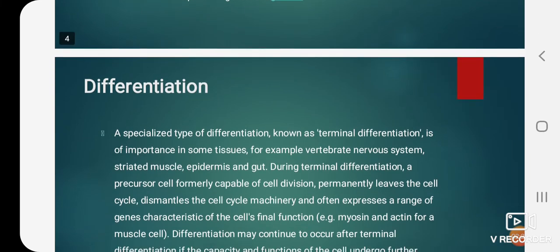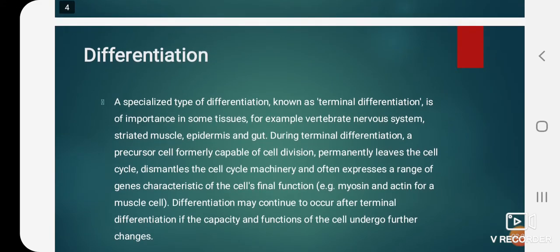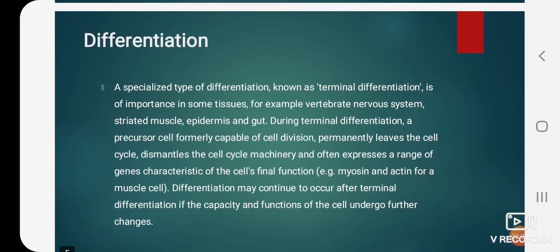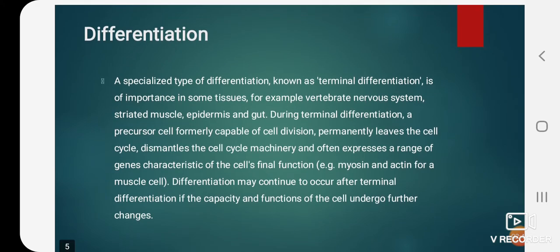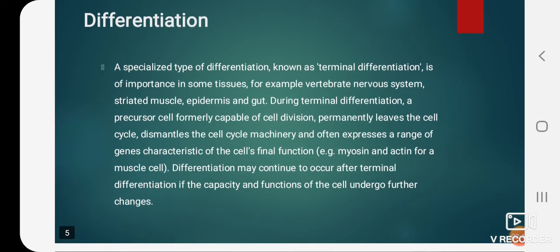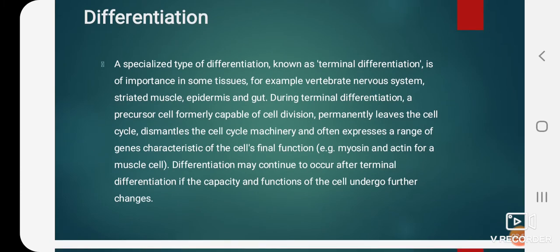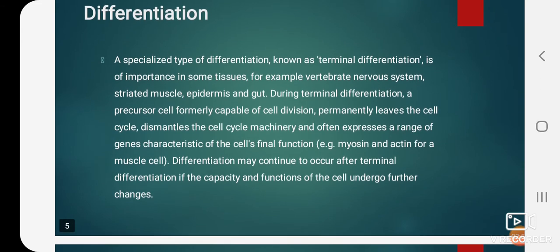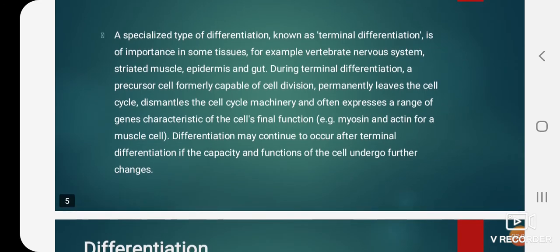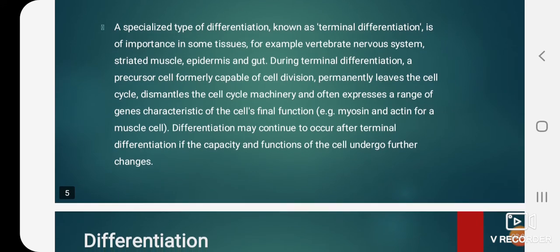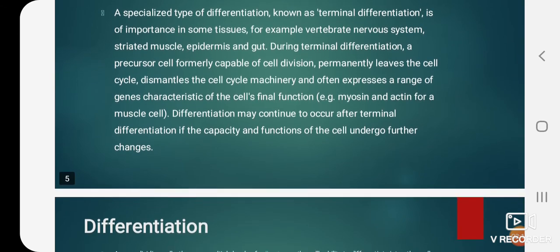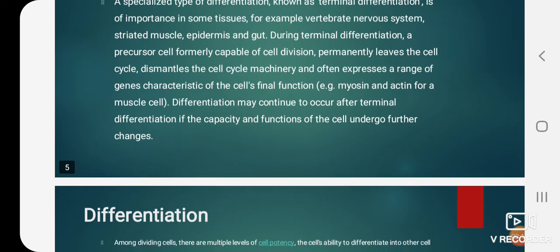So, students, a specialized type of differentiation known as terminal differentiation is of importance in some tissues. For example, vertebrate nervous system, striated muscle, epidermis, and gut. During terminal differentiation, a precursor cell formerly capable of cell division permanently leaves the cell cycle, dismantles the cell cycle machinery, and often expresses a range of genes characteristic of the cell's final function. Example, myosin and actin for a muscle cell. Differentiation may continue to occur after terminal differentiation if the capacity and functions of the cell undergo further changes.